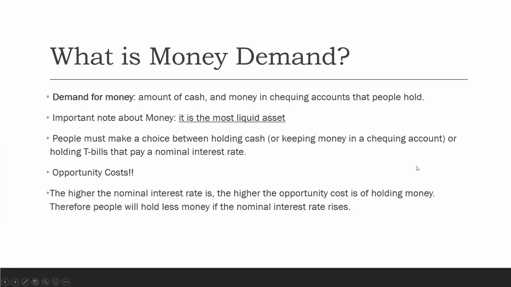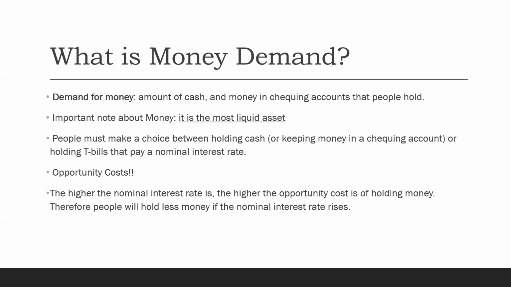So let's go right into money demand. What is money demand? Well, the demand for money is the amount of cash and the amount of money in checking accounts that people hold. One of the most important things about money is that it's the most liquid asset, but it doesn't pay any interest. So that comes with an intrinsic opportunity cost.